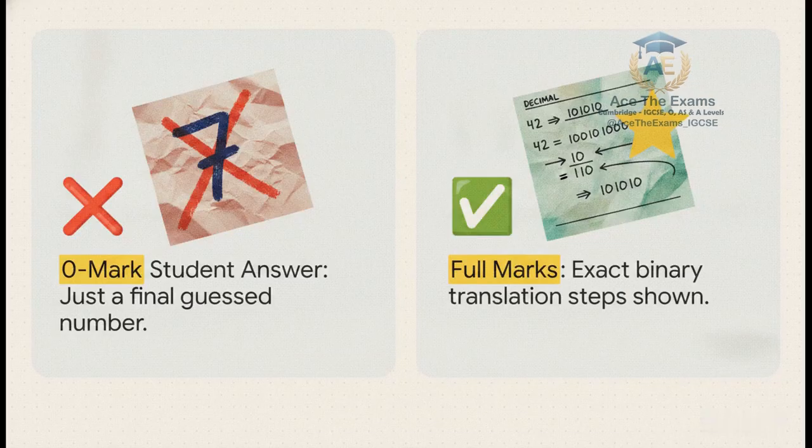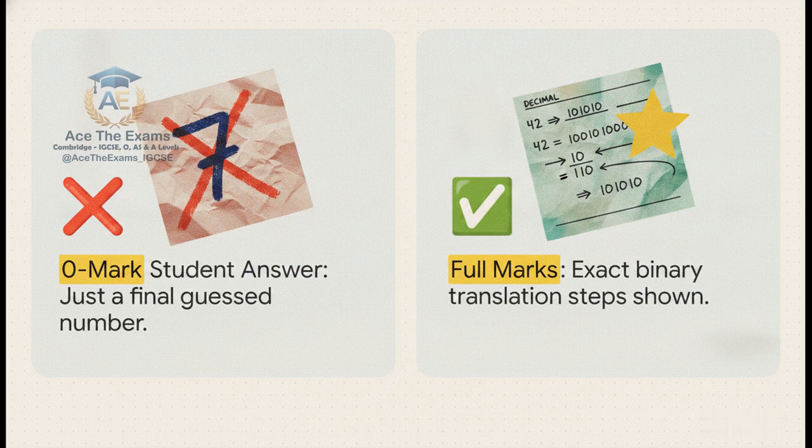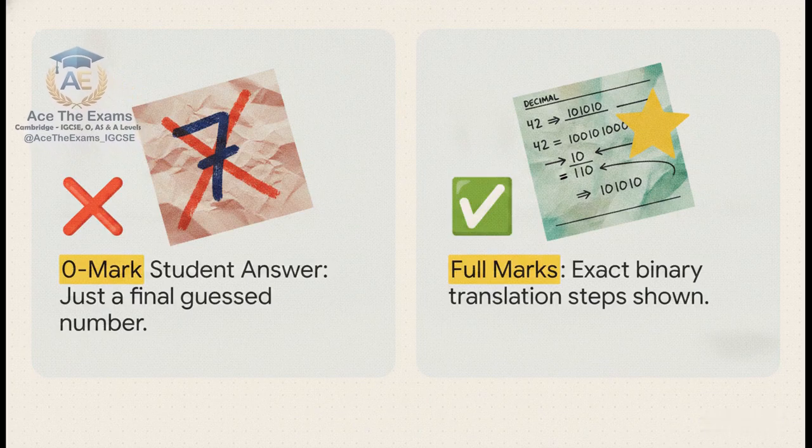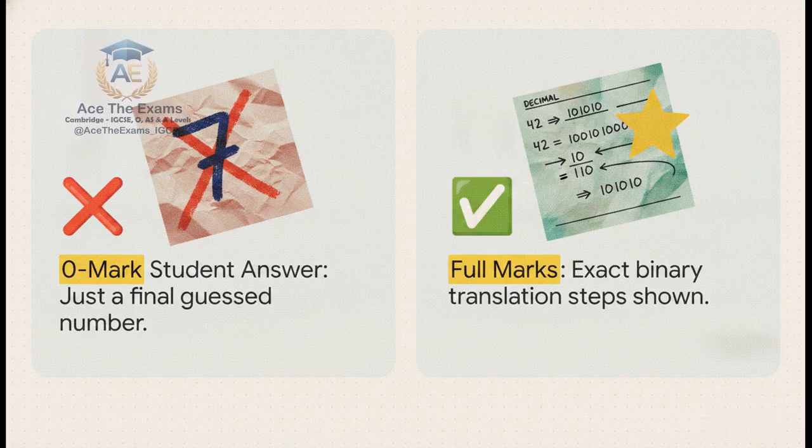Because here is the painful reality of exam day. First, you've got your typical 0-mark student answer. They might even guess a number that's super close to the truth or try doing the math in their head, but they just write down a final figure. Then, compare that to a full marks top band answer. It doesn't just show the final number, it maps out the exact binary translation steps. Ordinary rushed revision completely falls apart under pressure because it ignores the actual process. Bottom line, if you skip the working out, you are literally throwing away free marks.